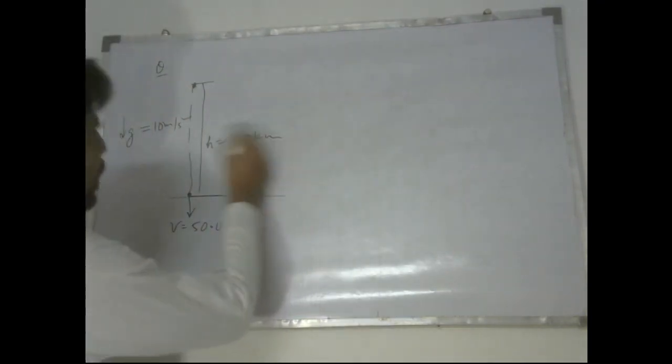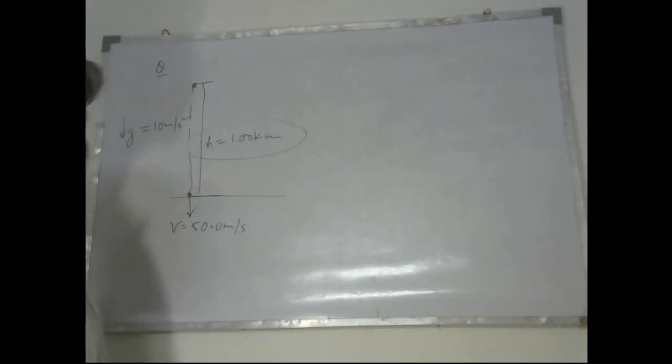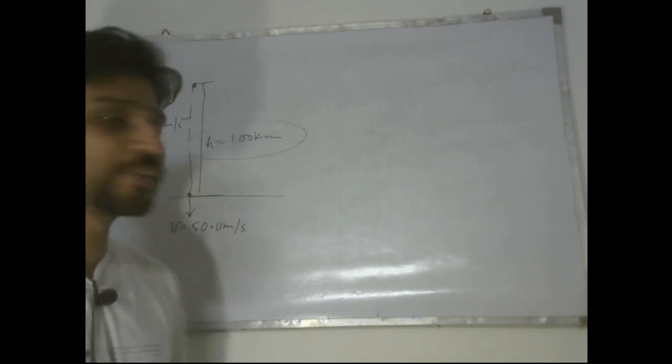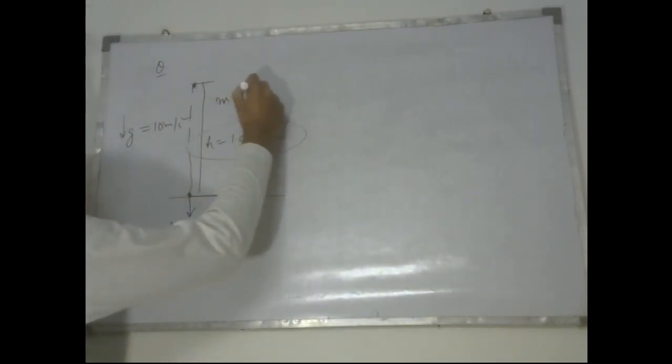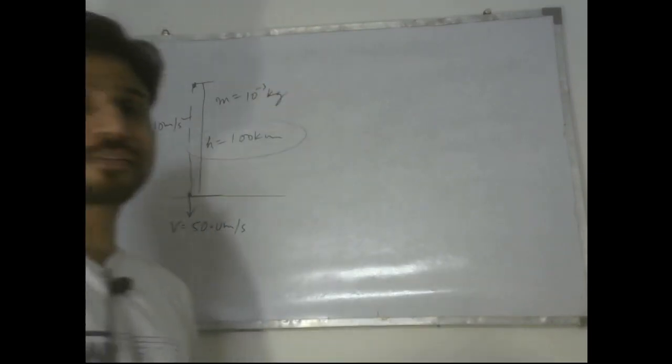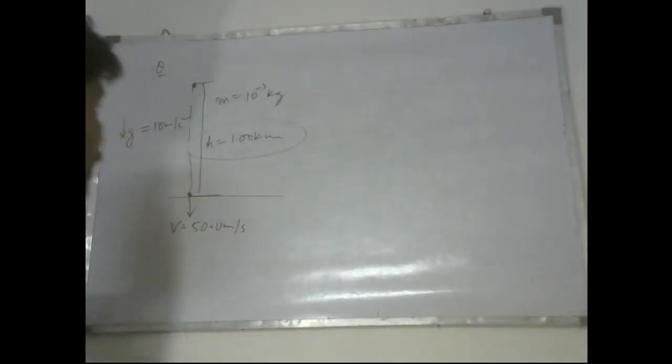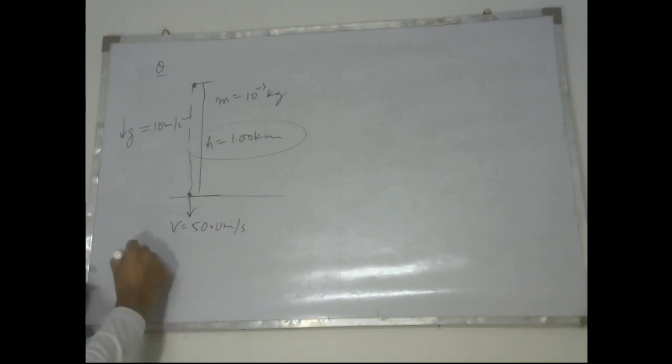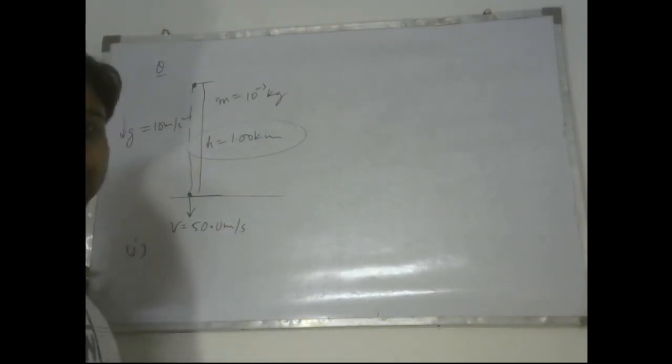So definitely we can talk about the work done by gravity, because we know gravitational force is simply mg. The mass of the drop is 10 to the power minus 3 kg, that is 1 gram. So the first part is to calculate the work done by gravity in going from this point to this point. That should be pretty easy. What should be the work done by gravity?